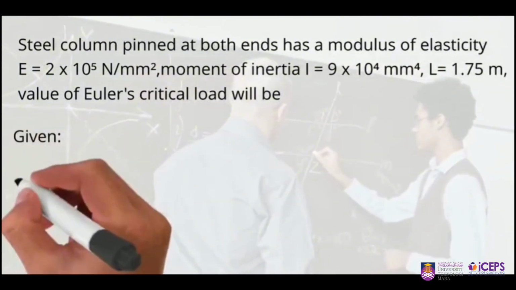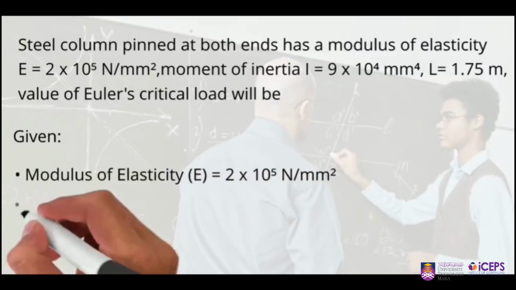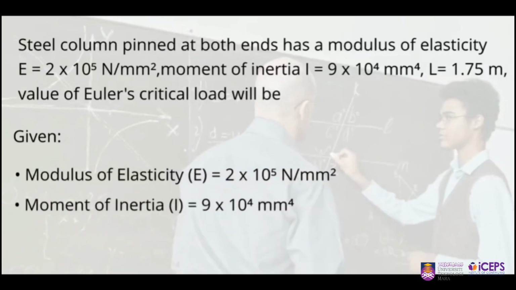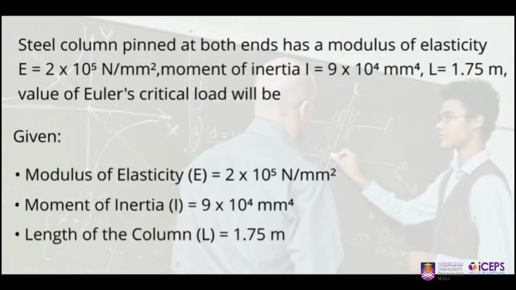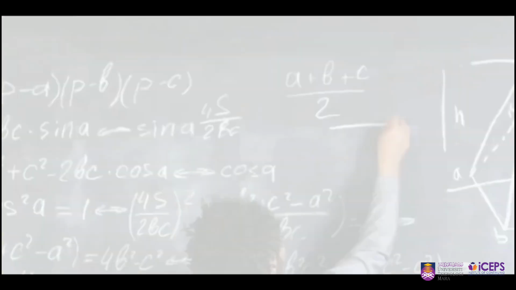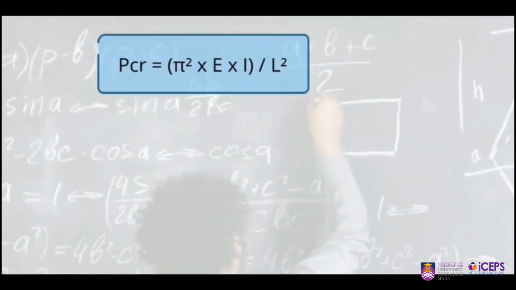given. Modulus of elasticity 2 times 10 power 5 Newton per square millimeter. Moment of inertia 9 times 10 power 4 millimeter power 4. Length of the column 1.75 meter. We will use the Euler buckling formula for both ends pinned.